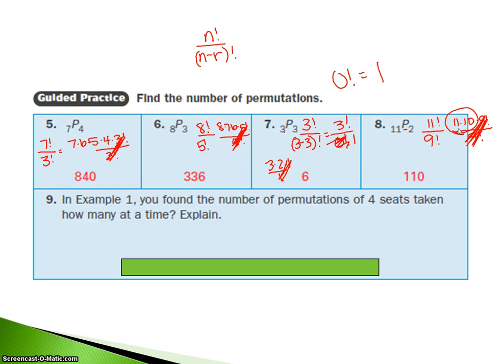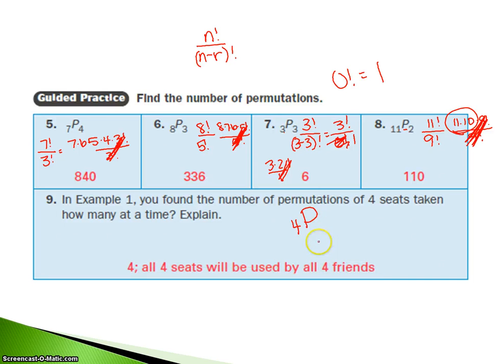In example 1, you found the number of permutations of 4 seats taken how many at a time. So your permutation was 4 seats, permutation taken how many at a time? Well, you could say that it's 4 because all 4 seats would be used by all 4 friends.